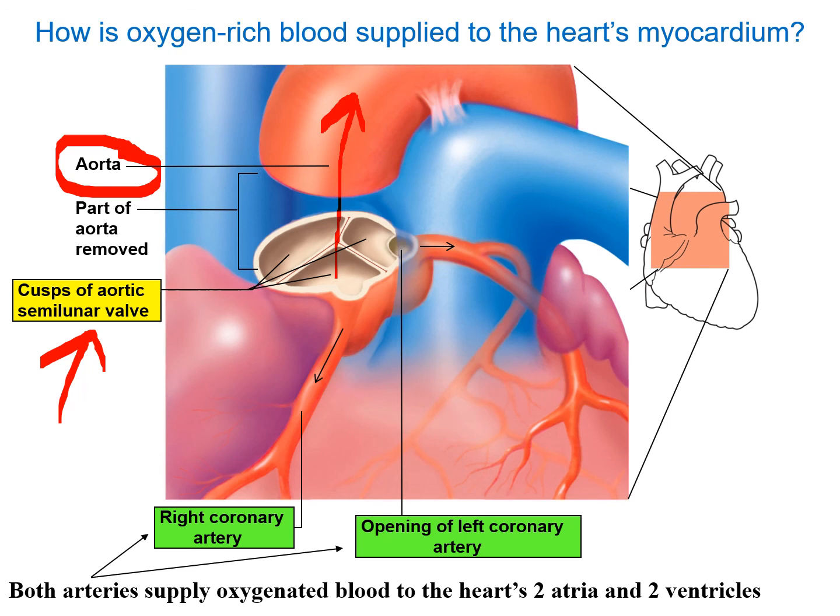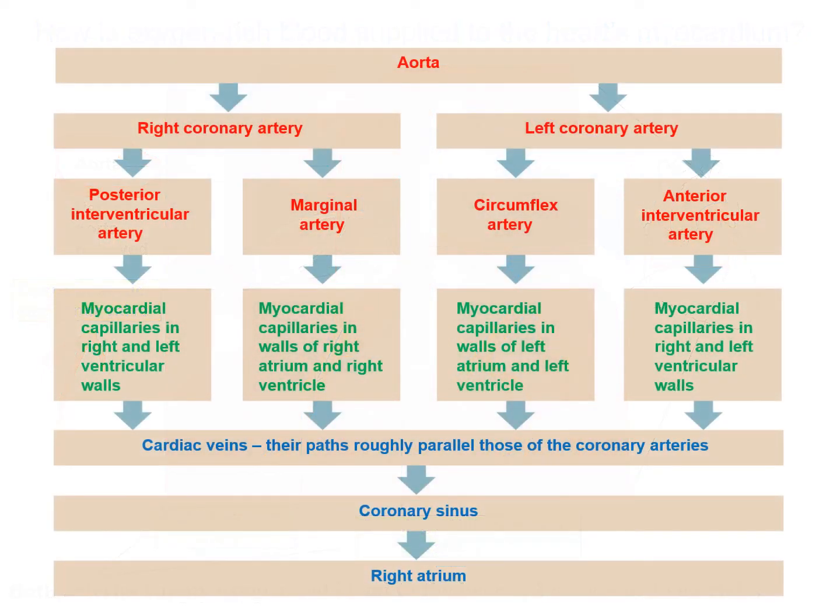The right coronary artery and the left coronary artery. Note again the color, red to indicate oxygen-rich blood. And so these are the two first set of arteries that are going to begin to deliver this oxygen-rich blood to the heart muscle itself, the right and left arteries. So we can depict this quite nicely with a flow chart.